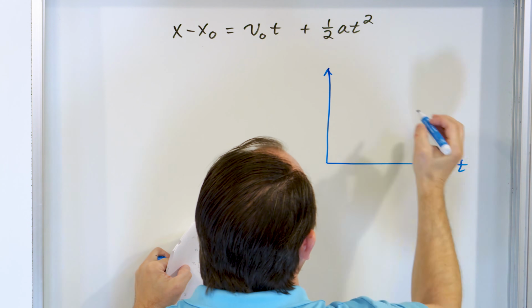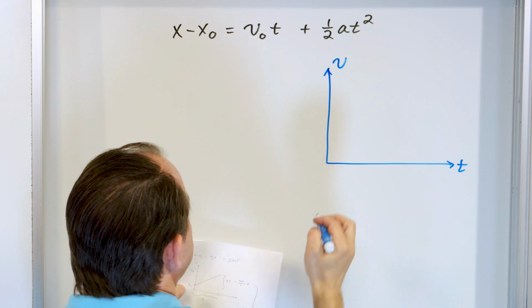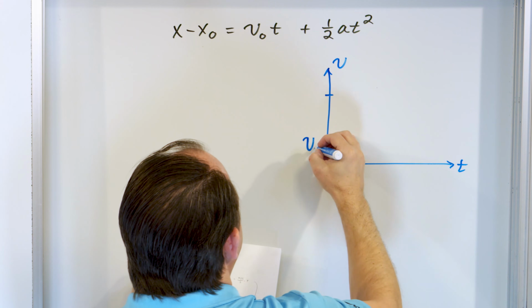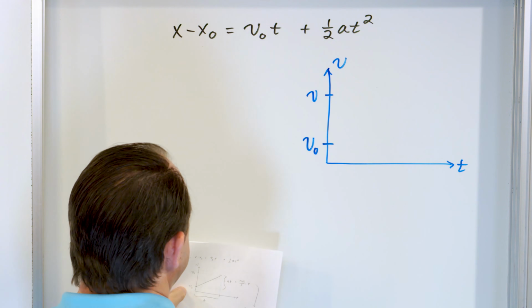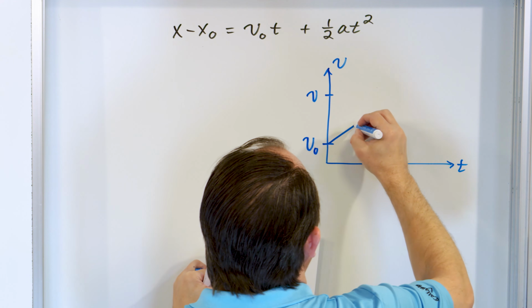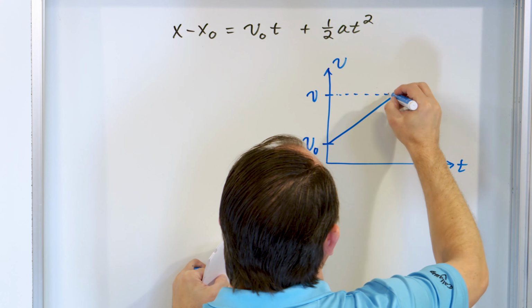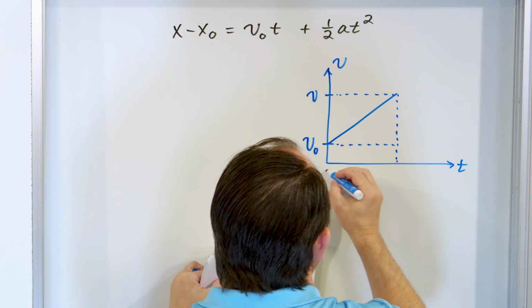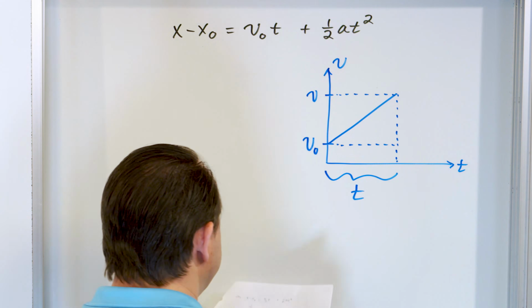We have some acceleration happening. I'm going to draw a little velocity curve here. We're starting out at some initial velocity. You can see it here. We end up at some final velocity here. And because it's constant acceleration, we move up in a uniform way towards our final velocity. And this is happening over some time period t.